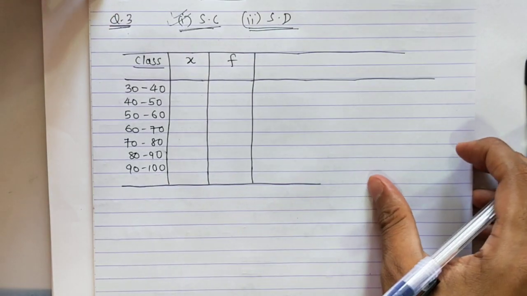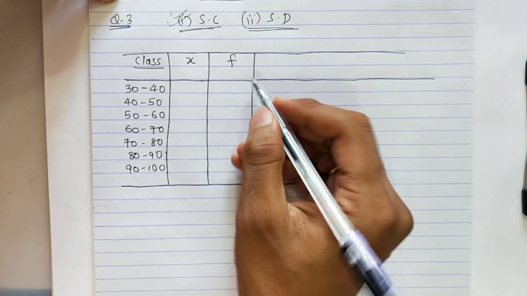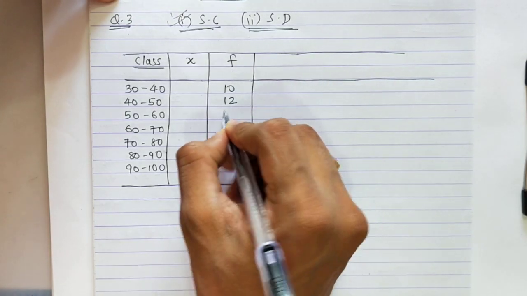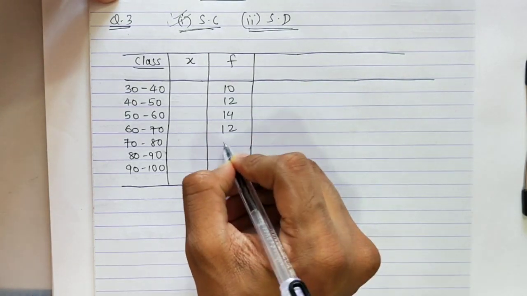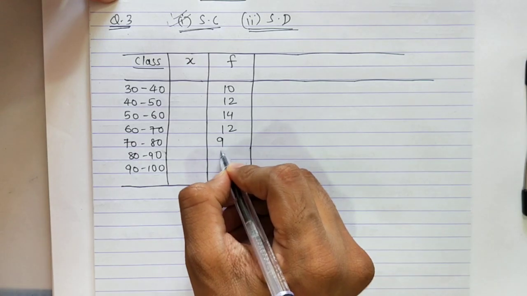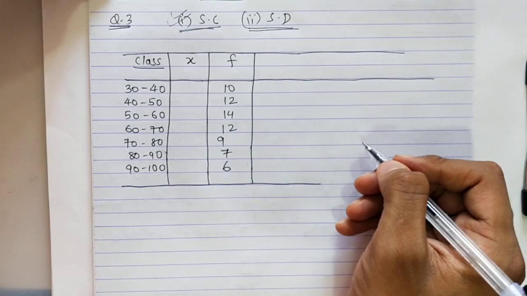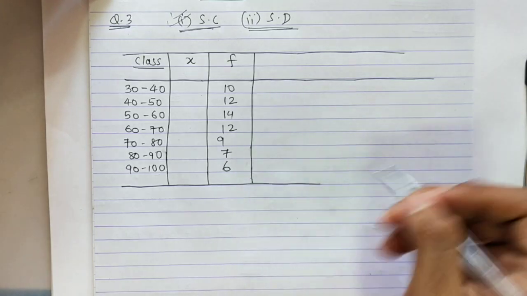Okay, and the values of F, this frequency, is also given in the question. It is 10, 12, 14, 12, 9, 7, 6. Okay, let's solve this.